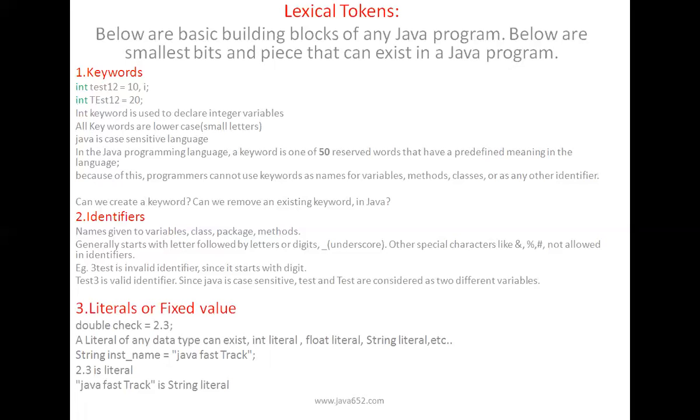So next is identifiers. Identifiers are the names which are given by us. In real life, it's like the name of a person or the name of some organization. Here we need names for variables, methods, etc. We need to follow some basic rules: it needs to start with a letter or underscore, followed by letters, underscores or digits. Special characters are not allowed, like ampersand, percentage, hash, etc.